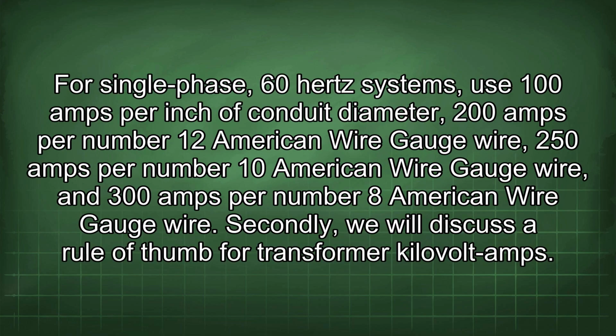For single-phase 60 Hz systems, use 100 amps per inch of conduit diameter, 200 amps per number 12 American wire gauge wire, 250 amps per number 10 American wire gauge wire, and 300 amps per number 8 American wire gauge wire.